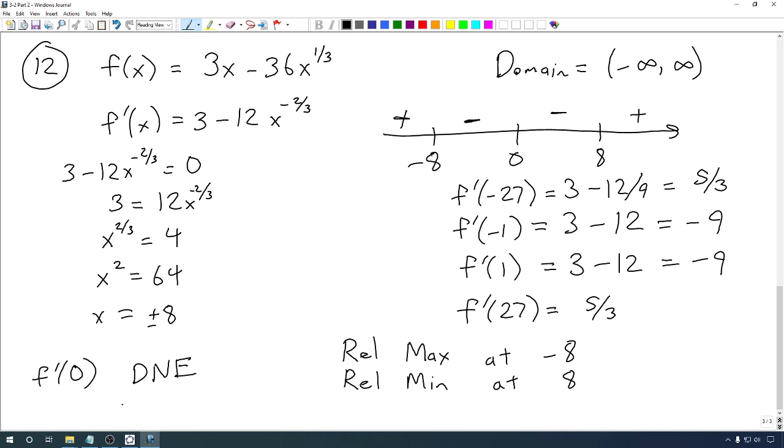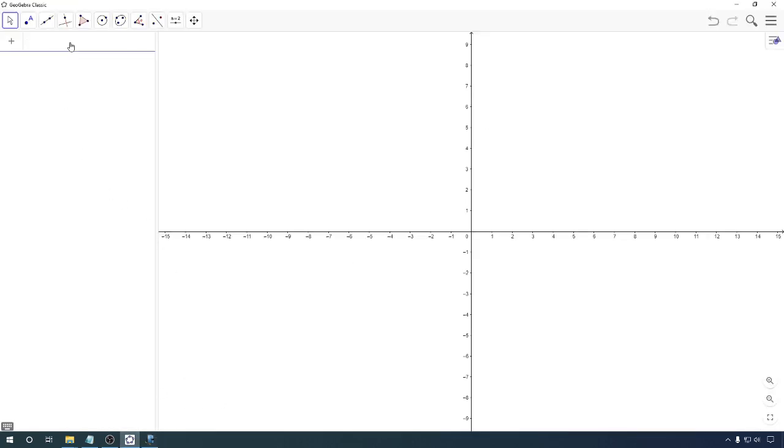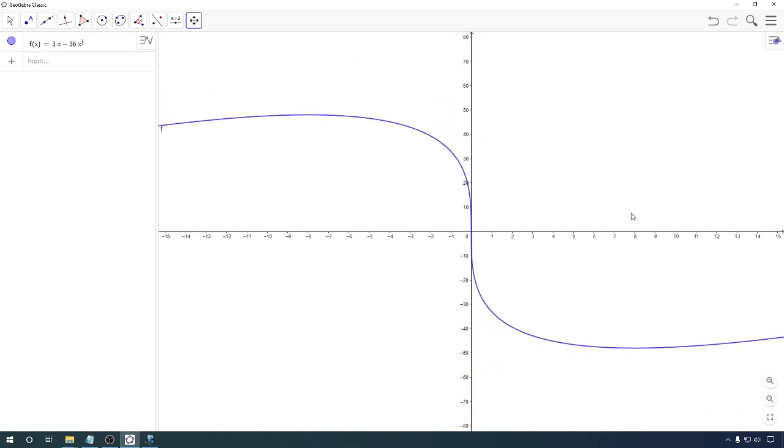We can even see how that works by looking at our graph. So if we have our function, f of x is 3x minus 36x to the 1/3 power. Can't really see too much of it. It looks like it's a vertical line, which really it can't be. Really the point here is that the y values got really big. So we need to scale down our y's.